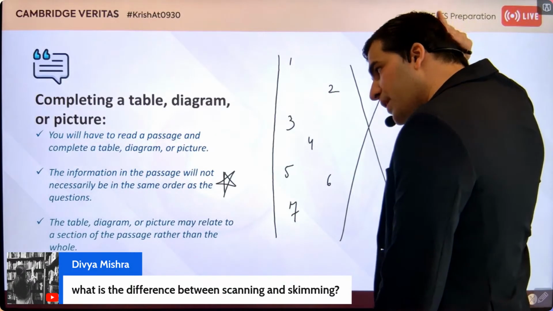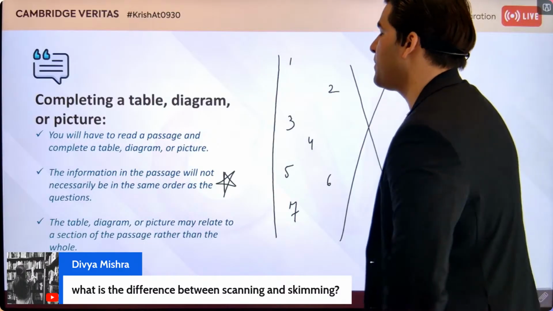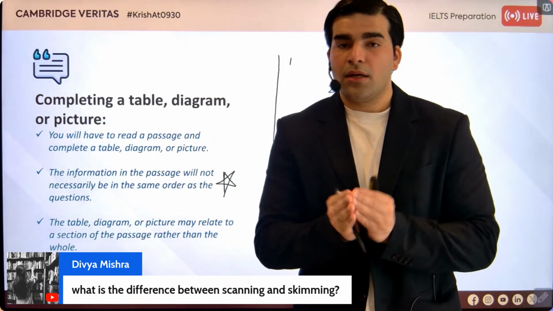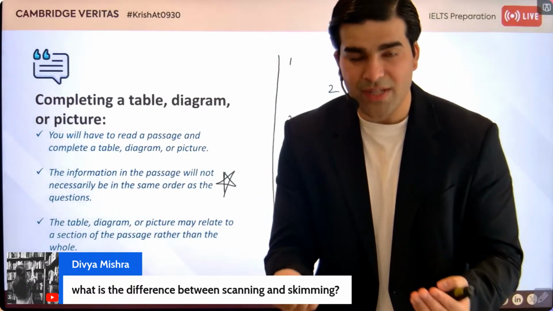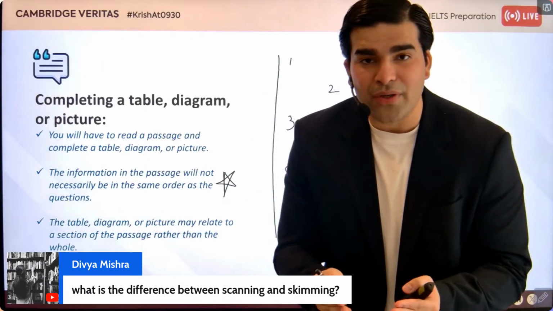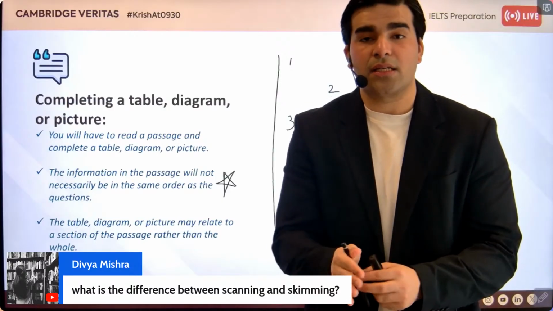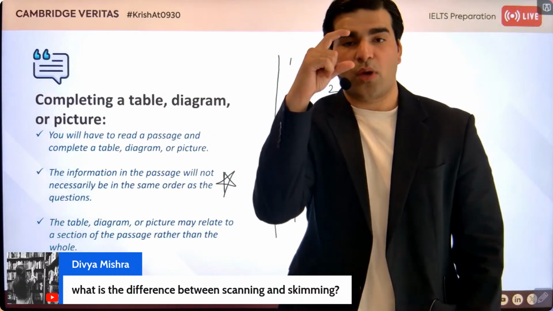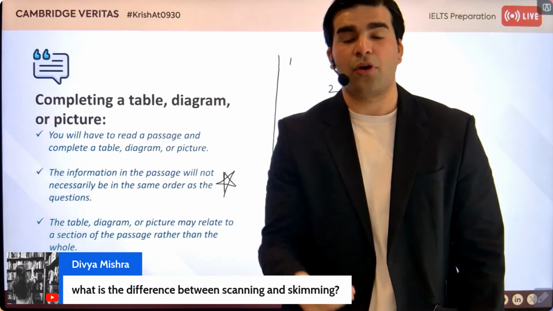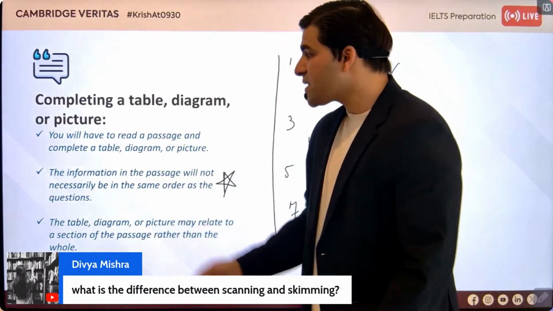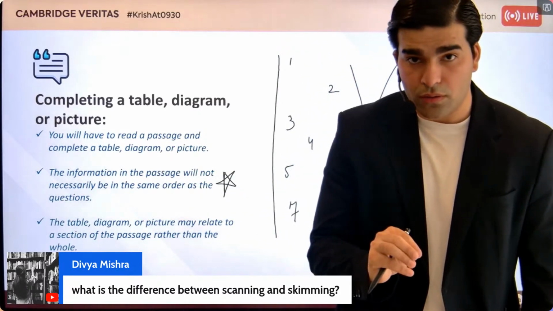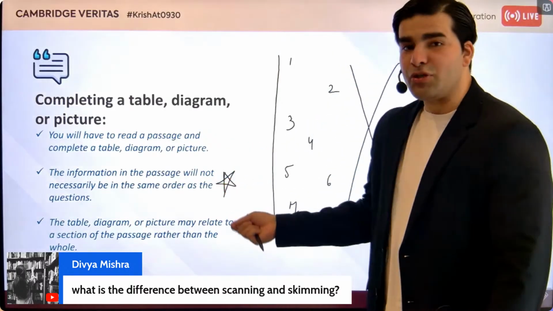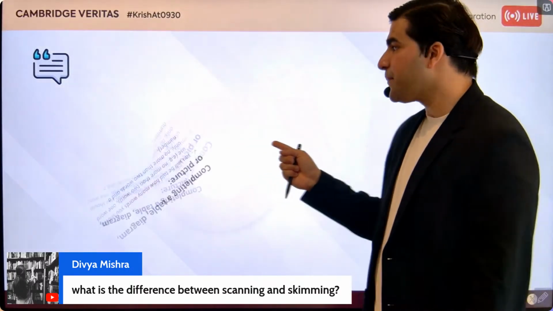The table, diagram, or picture may relate to a section of the passage rather than the whole. Now, this is also an important piece of information. Imagine you're attempting a table completion question. Now, what's important to remember is all the answers of a question may be in just one paragraph. They don't have to be throughout the passage. So these are important pieces of information that people do not know. And I hope you understand this and you'll take it forward. You may be able to use this information now in the passage that we're going to play.